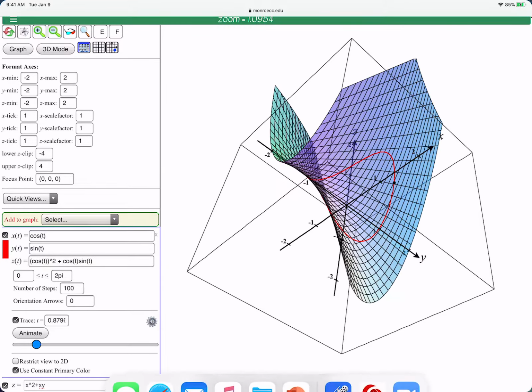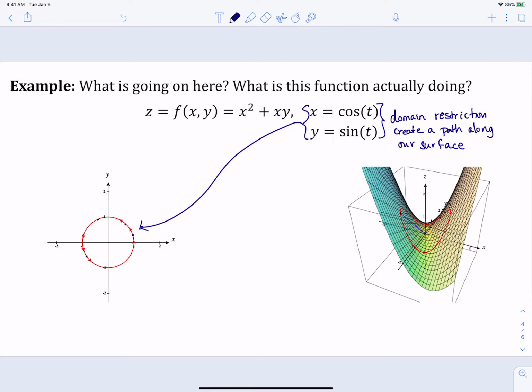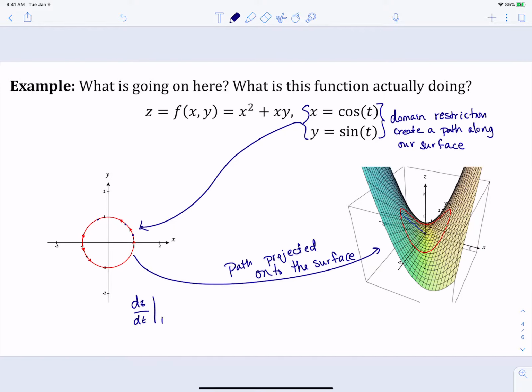Whoa, every time I do this, it flips that up and moves this. So here's our path projected onto the surface. Like I said, this is going to give us a way to look at different paths and figure out what's going on in that direction. So we could find dz/dt when t is pi over 2.